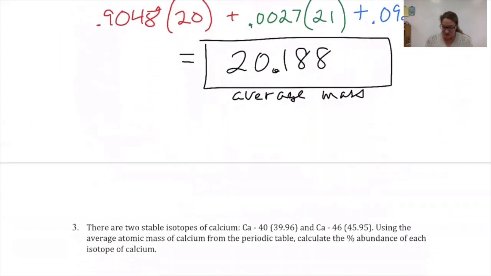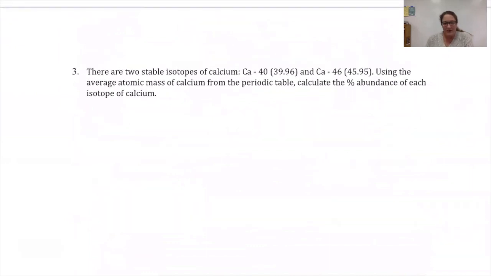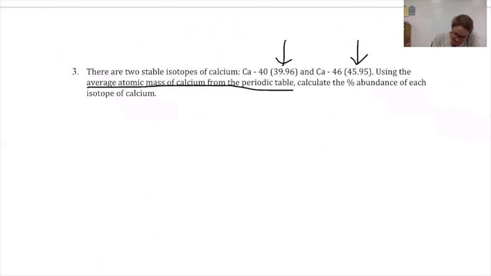The reverse of this problem is one where we give you the mass of particular isotopes and ask you to figure out the percent abundance of each. I need to get the average atomic mass of calcium from the periodic table. So getting the average atomic mass of calcium from the periodic table gives me 40.08.